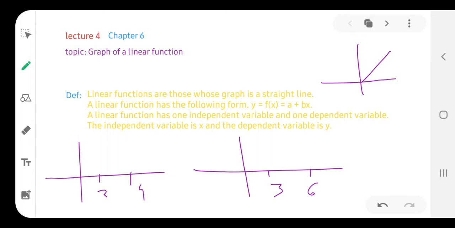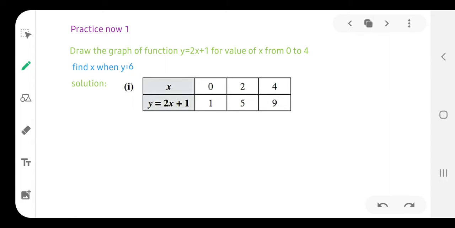Okay, now we will understand this concept with the help of an example. We have Practice Now 1 here, which states: draw the graph of the function y equals 2x plus 1 for values of x from 0 to 4. Find the value of x when y equals 6. Firstly, we will find the values of y, then we will plot them on a graph, and then in our second part we have to find the value of x when y equals 6.